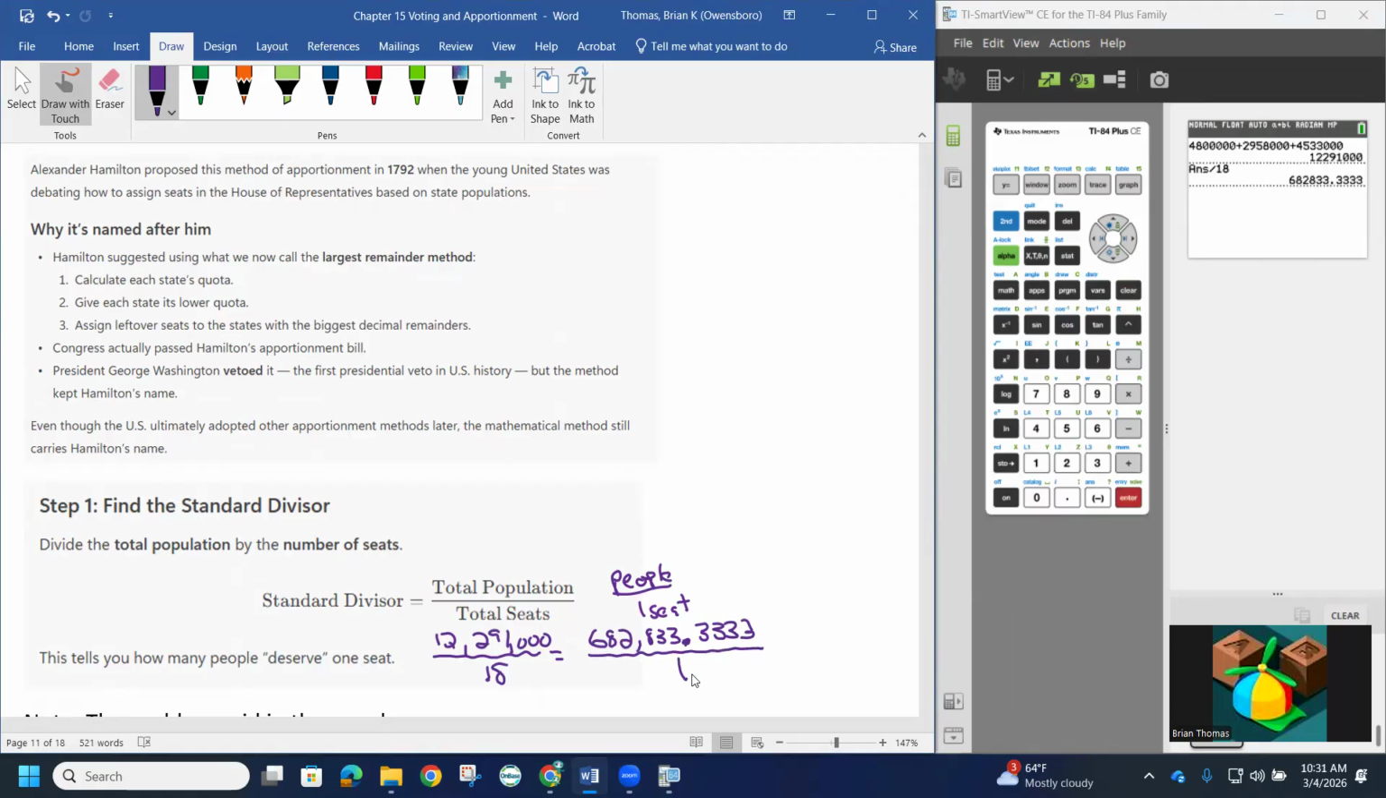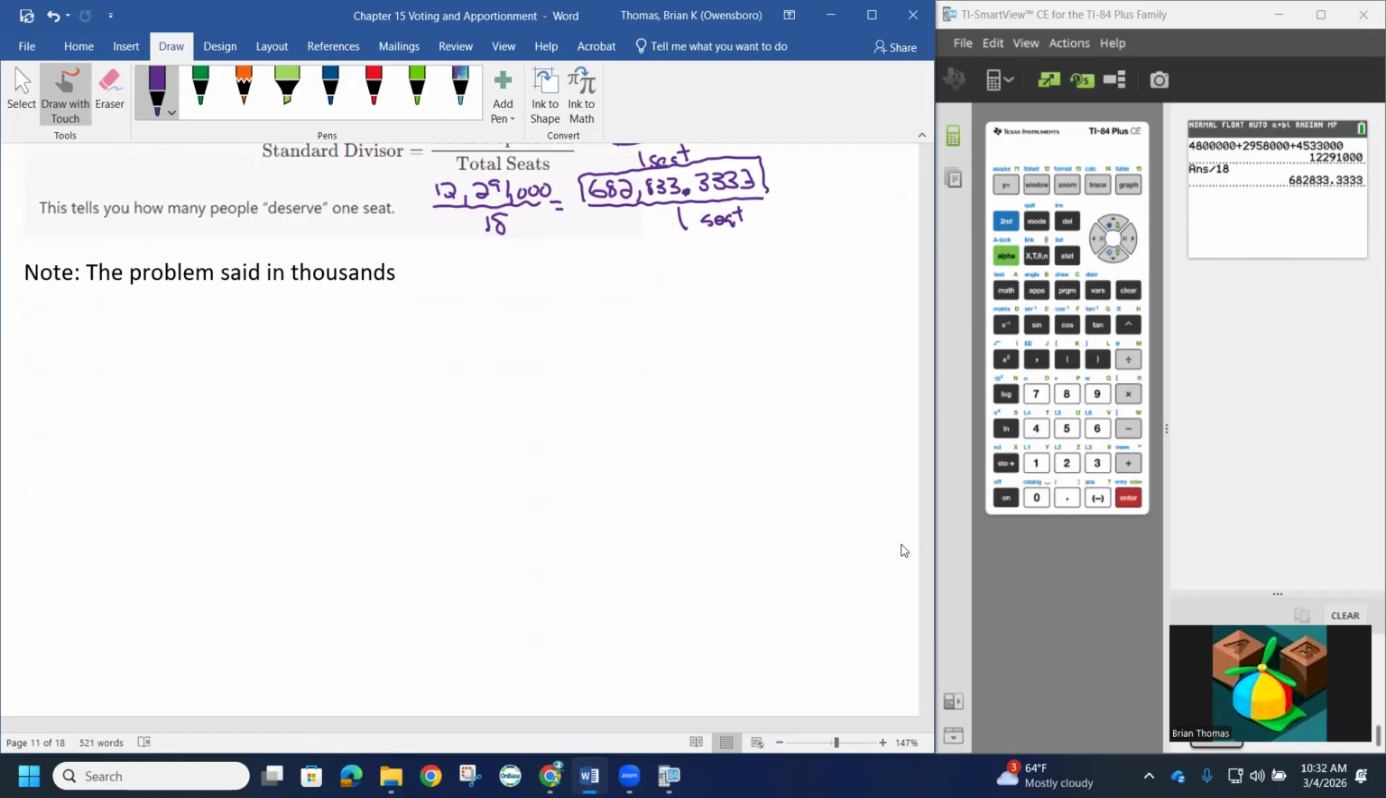Then that's going to be per seat, if you will, one seat. So we really just look at the top part here. The one's going to be understood. So that means that for every 682,833 people, if you will, they're going to represent one seat. So that means people are getting represented by a seat.